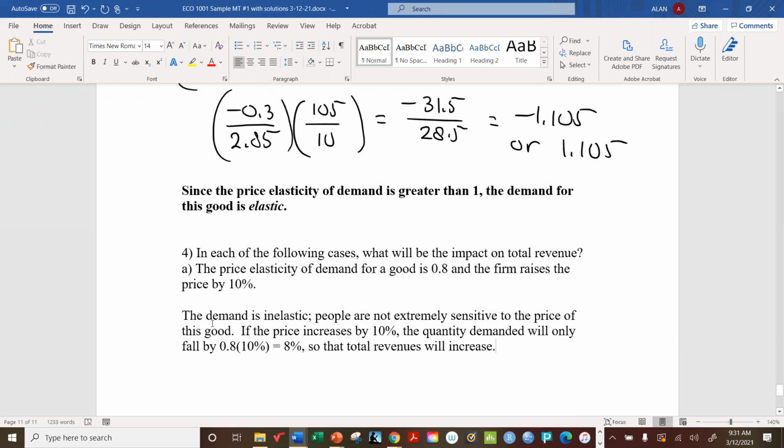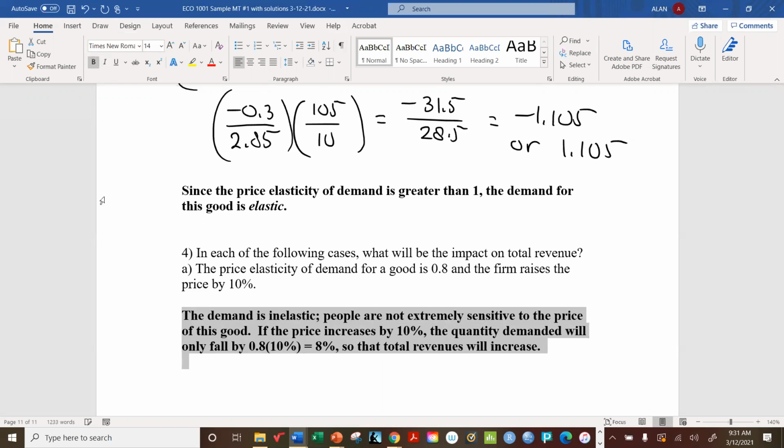So I think that's the best way to think about it. You increase the price by 10%. Clearly, people will buy less of this product, but only 8% less. So therefore, on balance, you'll have more revenues. The price increase was more than enough to offset the reduction in quantity.